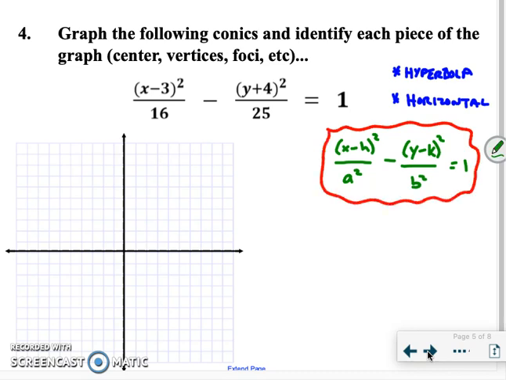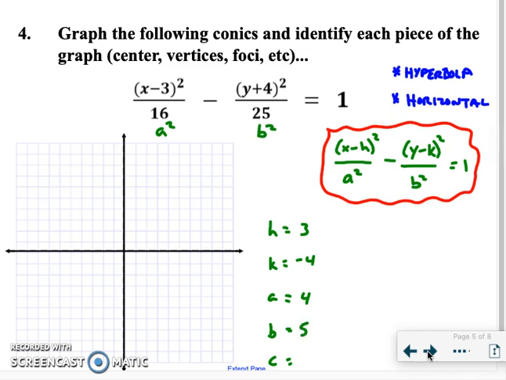So if that is the target, we can now identify h, k, a, b, and c. So h is simply the amount that's being subtracted from the x term. So it looks like h is 3. K is the amount that's being subtracted from the y term, so that must be -4. If a squared is equal to 16, that tells us that a is 4. If b squared is equal to 25, that means that b is 5.